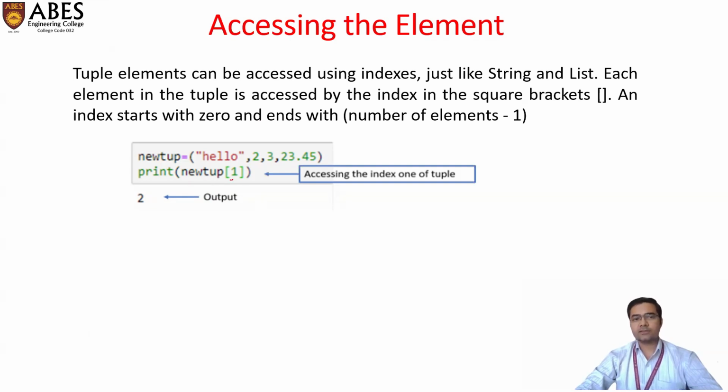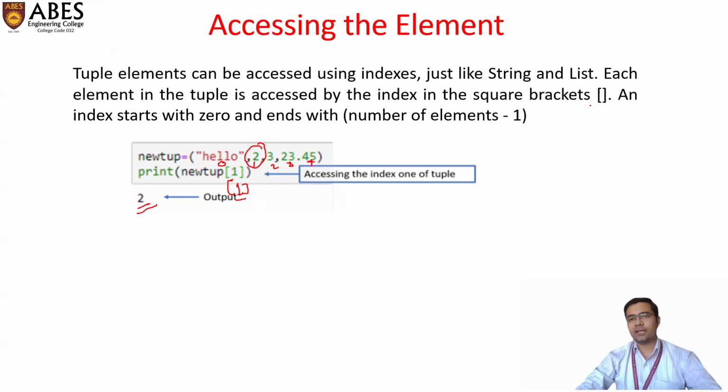In this, you can see with the help of square brackets, you are putting 1. So the indexing starts from 0, 1, 2, 3, and 4. So if we are printing the first index value, it means we are just printing the 2. So your answer will be 2.